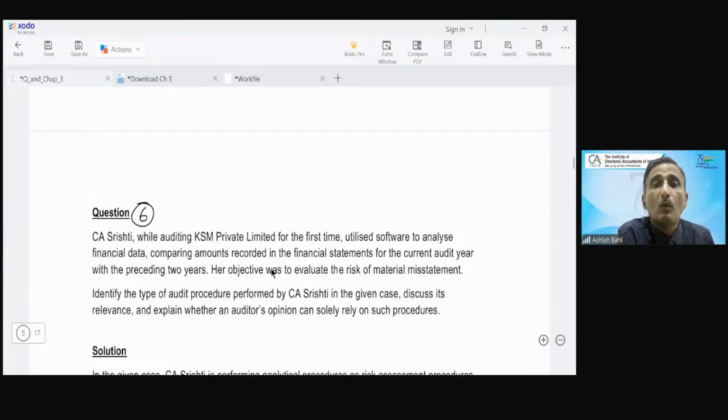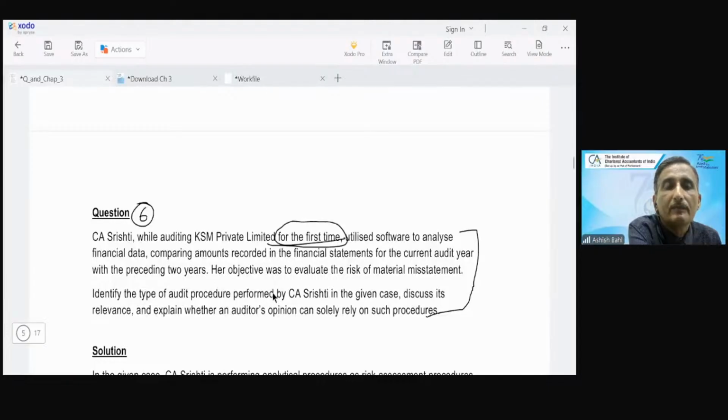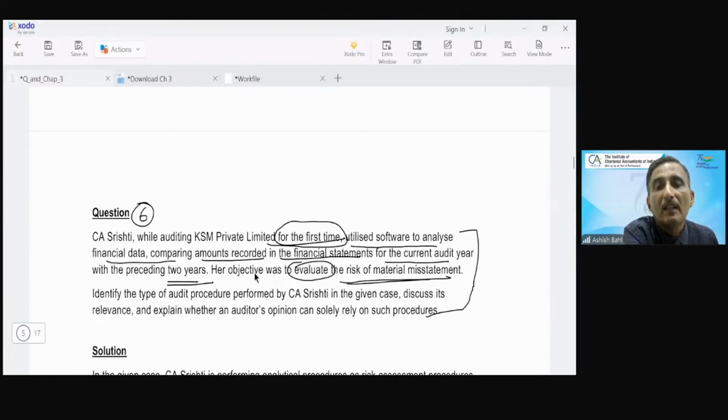Now this is again one more question on risk assessment. See this question. She is auditing a company for the first time, and she has utilized a software to analyze financial data comprising amounts recorded in the financial statements of current year with preceding 2 years. So she has used a software which gives the results on comparison of current year data with last 2 years. Her objective was to evaluate the risk of material misstatement.